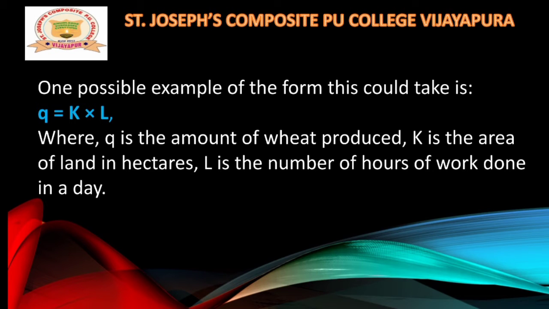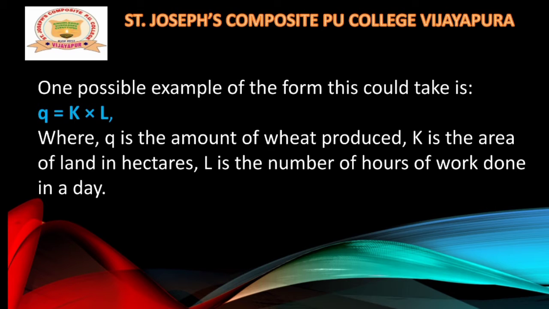Now we can express a production function with the help of an example. Here the production function can be written as Q = K × L. Q means the output or quantity, right? Then K as well as L are both inputs. So K × L.